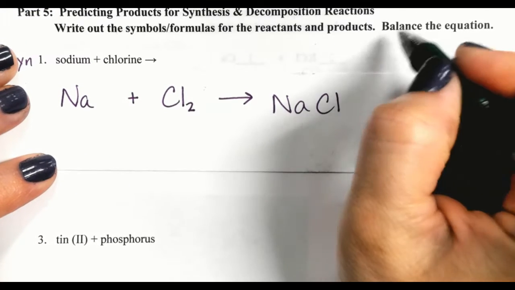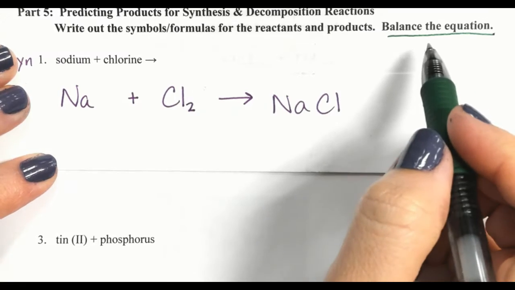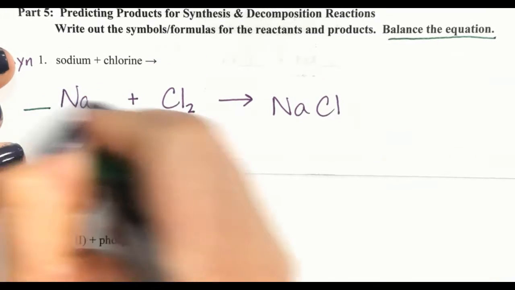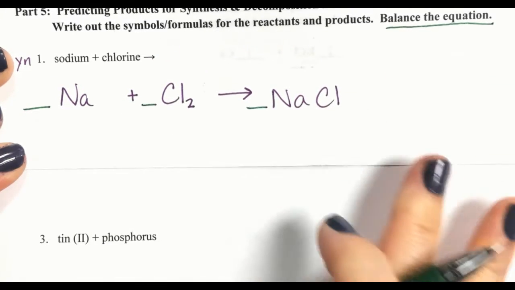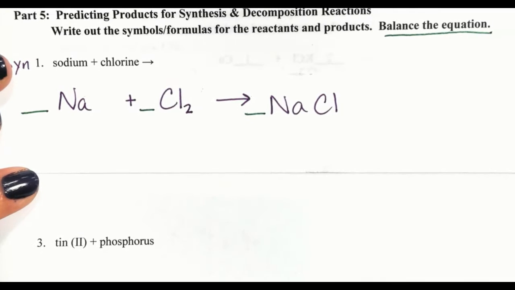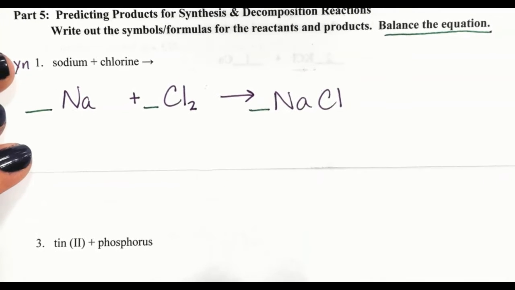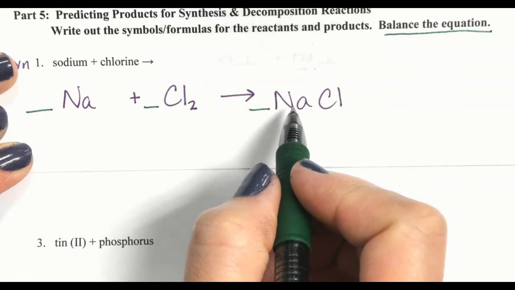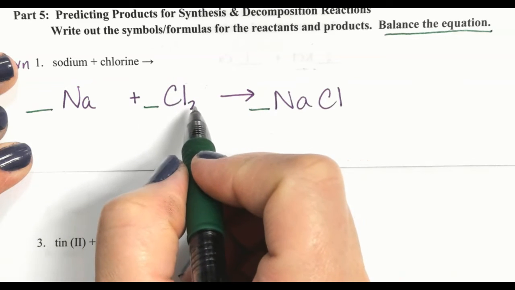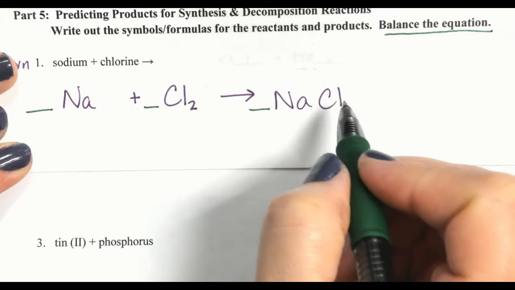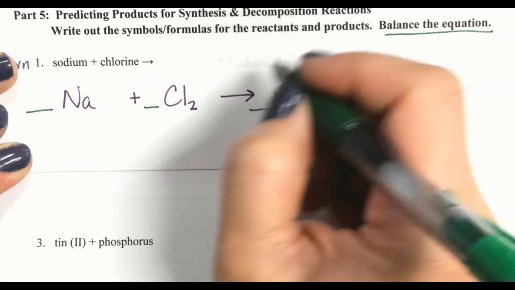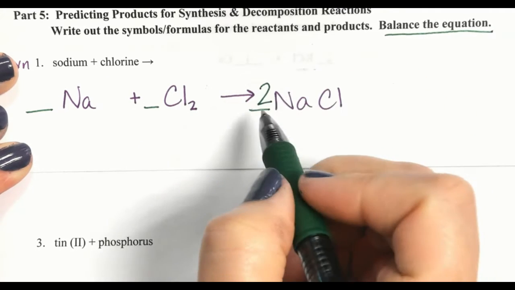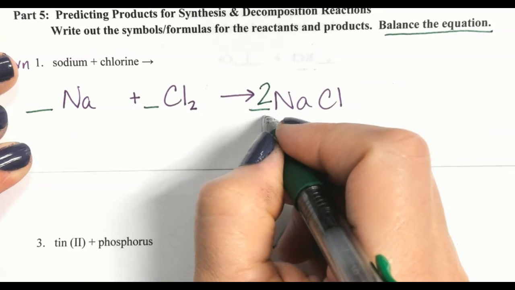Now, you are also asked to balance the equation. That means we need to balance the coefficients in the equation. So we balance the subscripts first, and now we're going to do the coefficients. So I have 1 sodium on the left, 1 sodium on the right, 2 chlorines on the left because of that subscript of 2, but only 1 chlorine on the right.